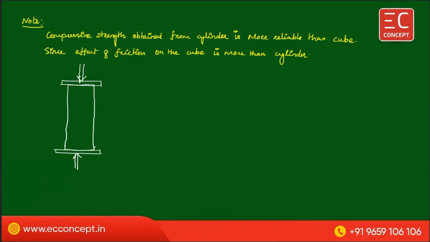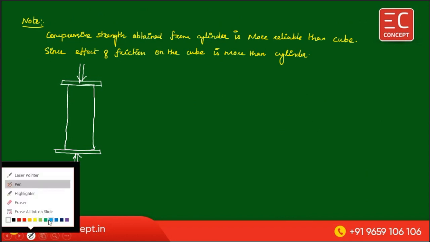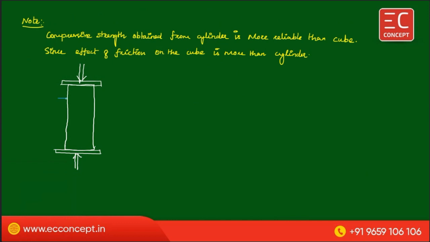Now because of the machine and plate, there is a frictional force. The effect of friction will be at a certain depth at the top and bottom, and this effect is distributed in this fashion. The friction force will be distributed something like that, and from here also the friction force distributes something like that.